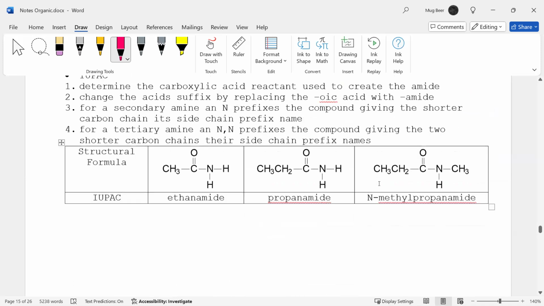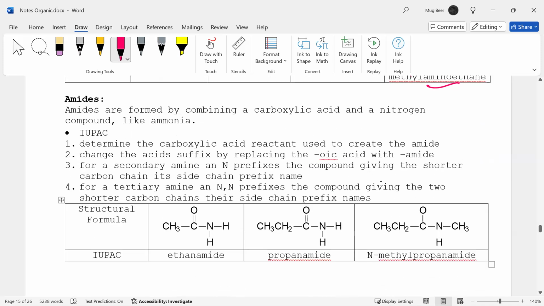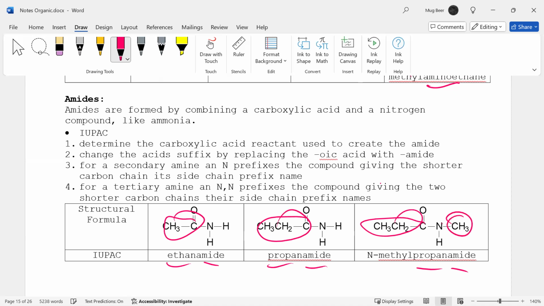And then the last one we're going to talk about is the amide. And the amide and the amine are pretty similar to each other as far as the nomenclature goes. Instead of saying amine, I say amide. And so ethanamide, propanamide, N-methylpropanamide. The reason this one's ethanamide is that it's 2 carbons long. This one's 3 carbons long, so that's why it's propanamide. But the nitrogen also has this extra methyl group on it, so that's why it's N-methylpropanamide.